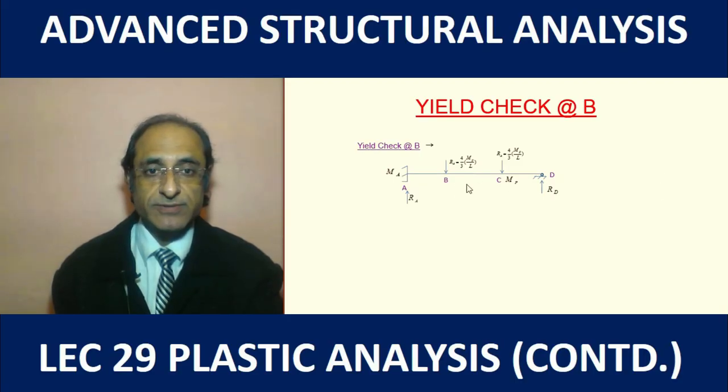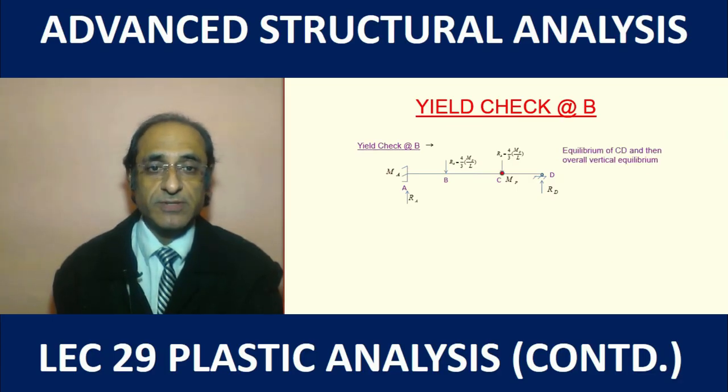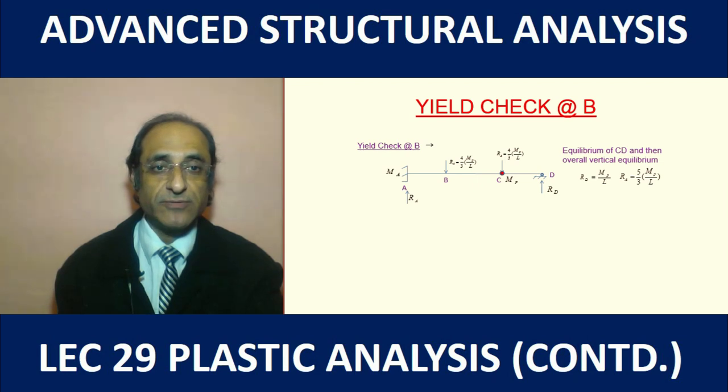All we have to do now is find out the bending moment at A and at B, which we can do very easily by using equilibrium of the whole structure or the parts. We are only assuming that the bending moment is MP at C. If we use the equilibrium of CD and then the overall vertical equilibrium, we can find out the reactions RD and RA based on this information. These reactions have to be worked out independently; we don't have to use the previous results.